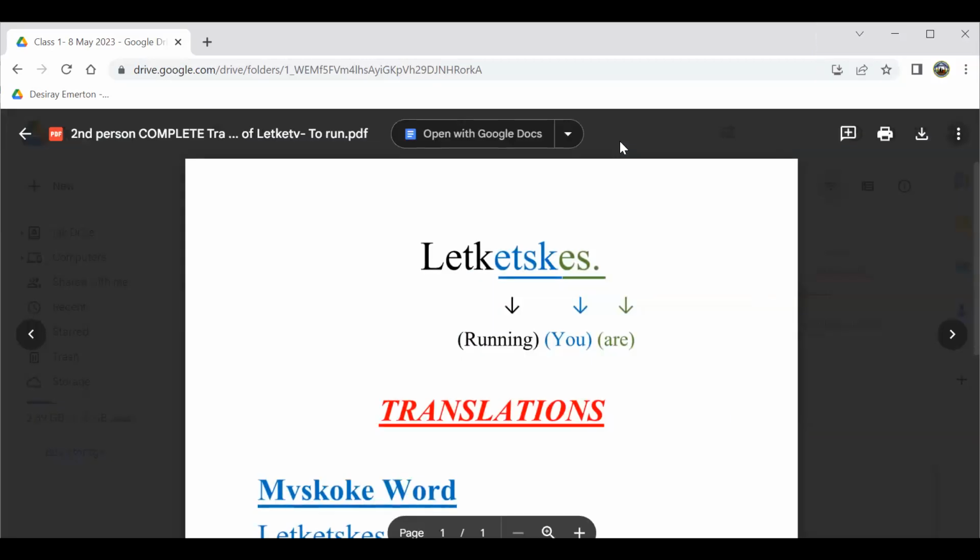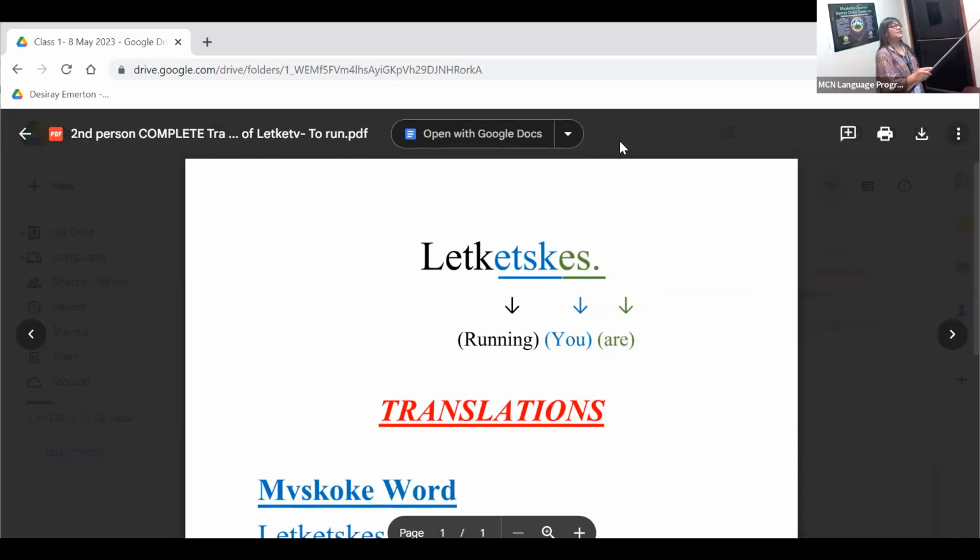Okay, ligitskis, because that's supposed to be a long e. Ligitskis.